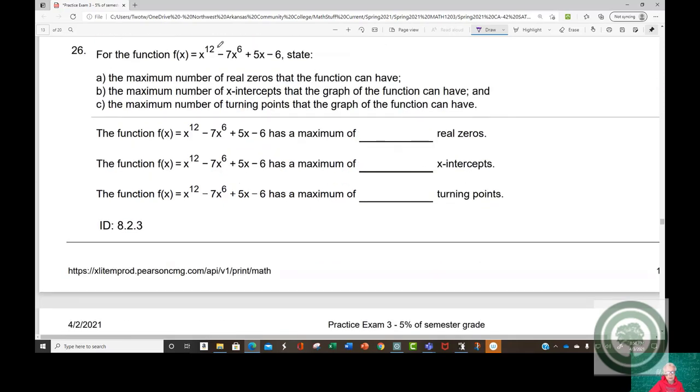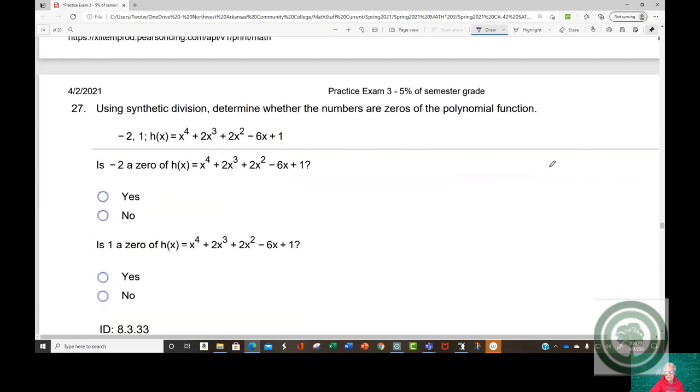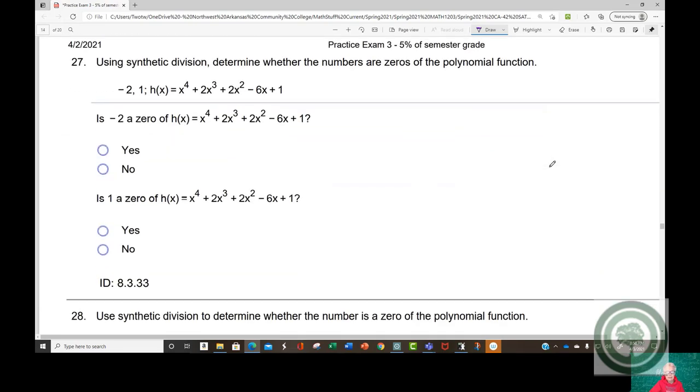Okay, and here we've got degree 12. So 12, 12, 11. And number 27 is where we start working today. Which is perfect because it's 9 o'clock. Let's take a 10-minute break, and then we'll start doing these.